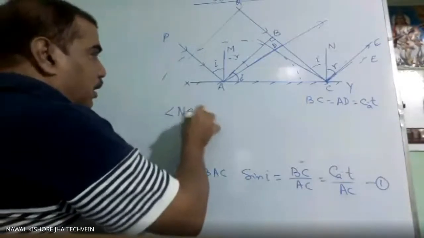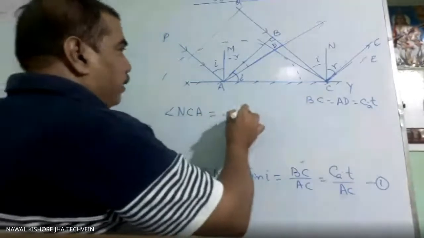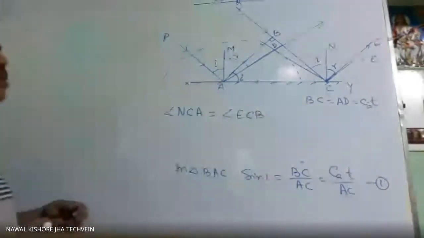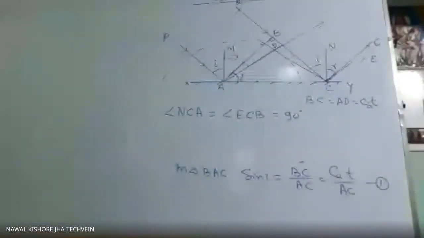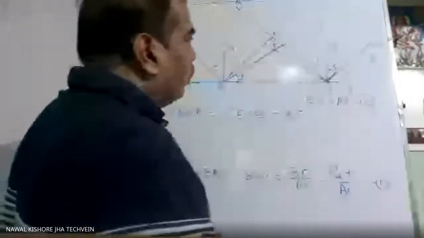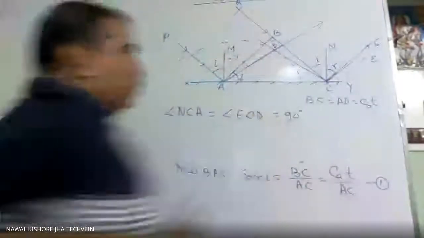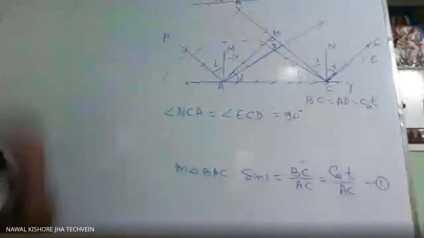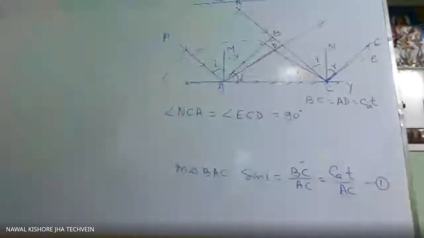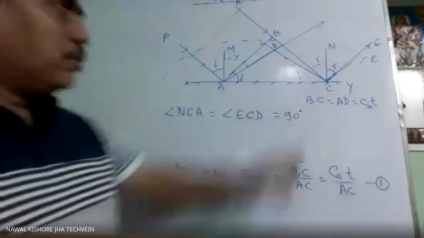Angle NCA. CN is perpendicular to the mirror, so NCA will be 90 degree. And this is the ray, this is the wave front. Wave front is which one? DC. So ECD. This is the reflected ray and wave front is this one, CD. So it is perpendicular to CD. This is the reflected ray and this is the wave front. So it is ECD.